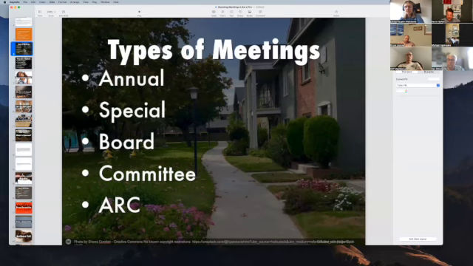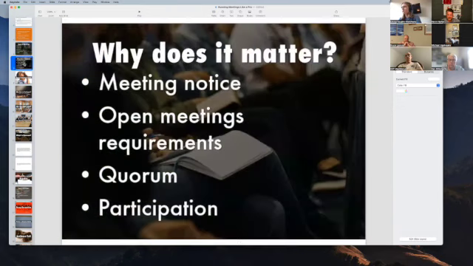Now, committee meetings generally are not open to owners unless there happens to be a quorum of the board also on the committee. We'll talk more about that in just a minute. Now, why does it matter? The type of meeting matters because the notice requirements are going to be different. Whether it's open to the membership depends on the type of meeting. The quorum requirement is going to be different. And who gets to vote and participate, the assembly, as Robert's Rules of Order calls it, is also different, okay?